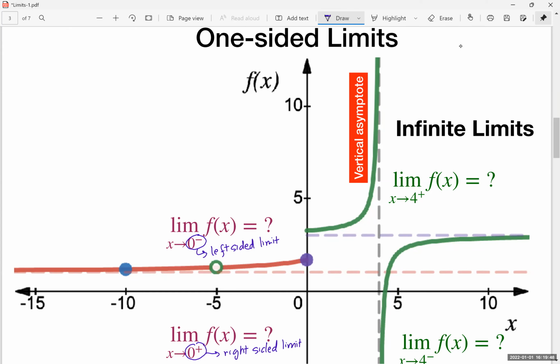All right, so from the left side of 0, which means you want to observe the functions when x goes to 0 from the left side. And the limit from the left side of x of 0 is going to be the value, the y value of this purple circle, which is about 1.3.